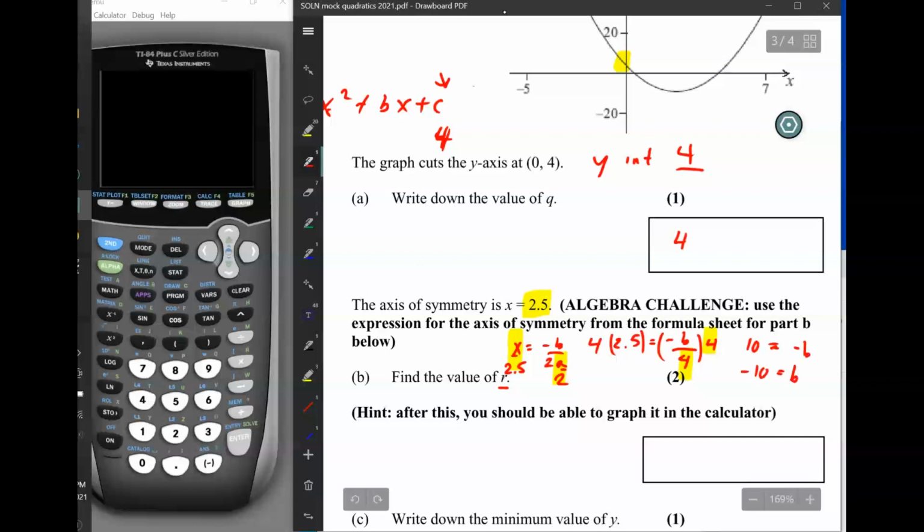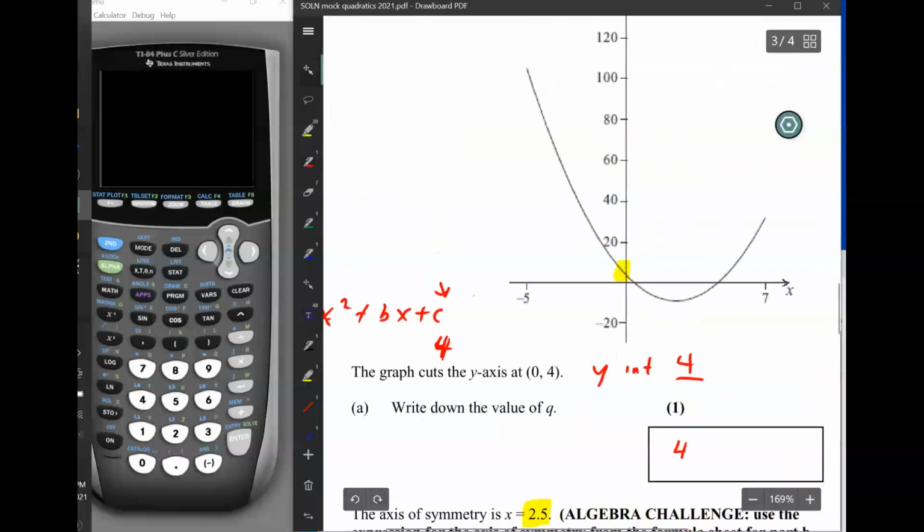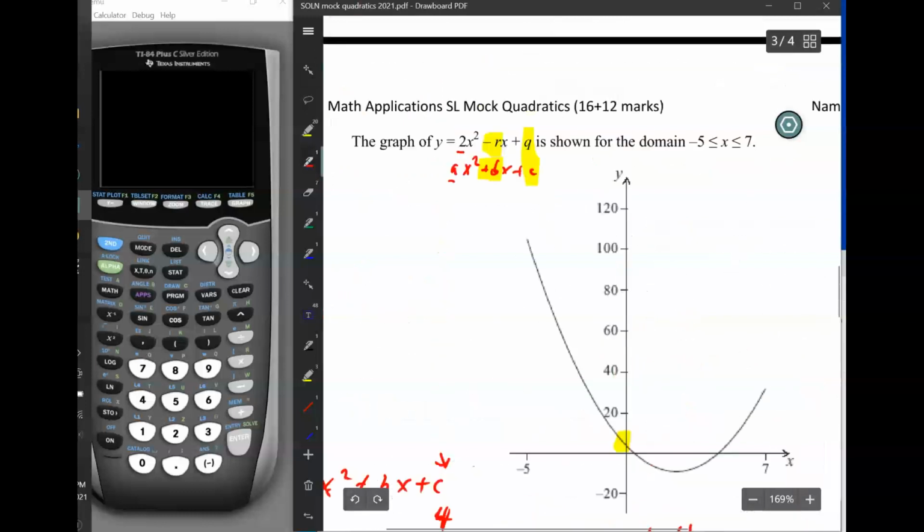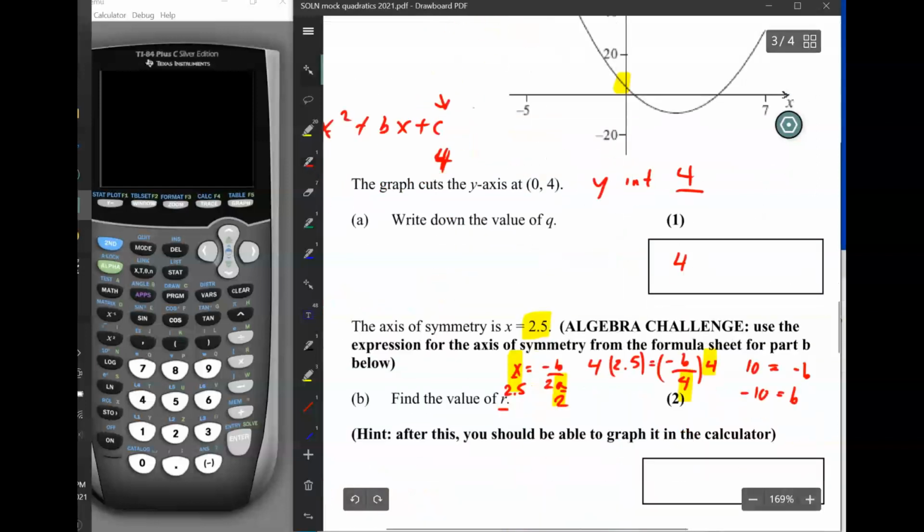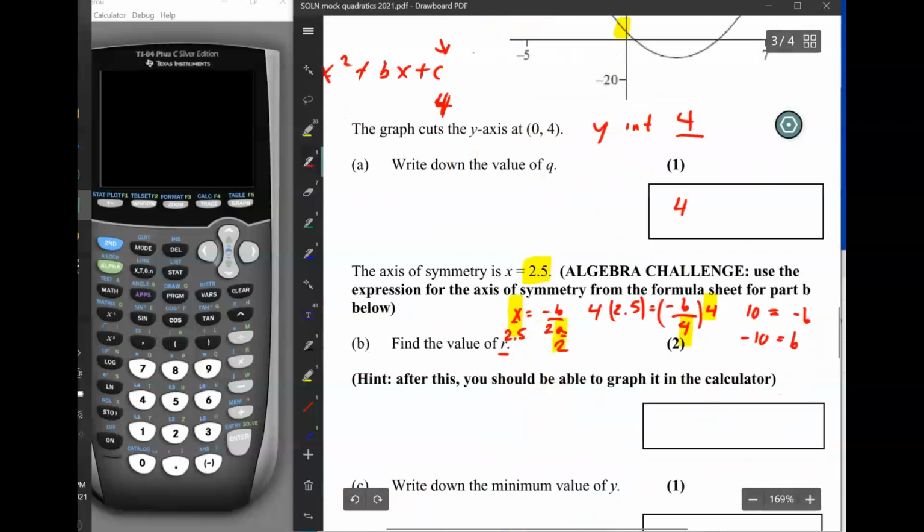If b is equal to negative 10, what is negative r equal to? Well, negative r is the negative of b, right? Negative r is equal to b. So if negative r is equal to negative 10, I put negative 10 in for b, then r is equal to positive 10. A little bit of algebra there. That's why I said algebra challenge. So r is equal to 10.